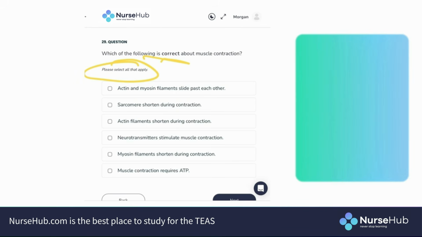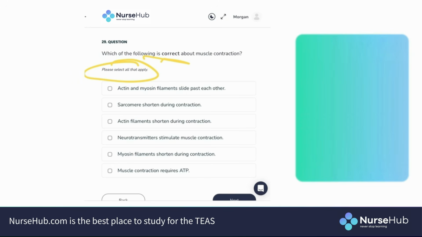The first says actin and myosin filaments slide past each other. The next one is sarcomere shortens during contraction. Actin filaments shorten during contraction. Next, neurotransmitters stimulate muscle contraction. Next, myosin filaments shorten during contraction. And finally, muscle contraction requires ATP. All right.